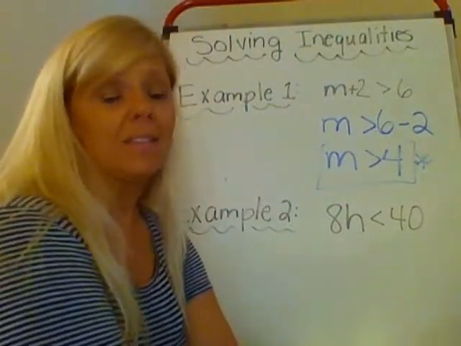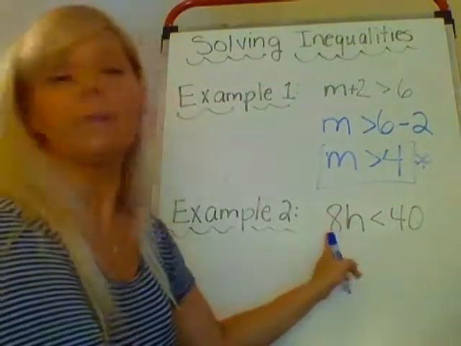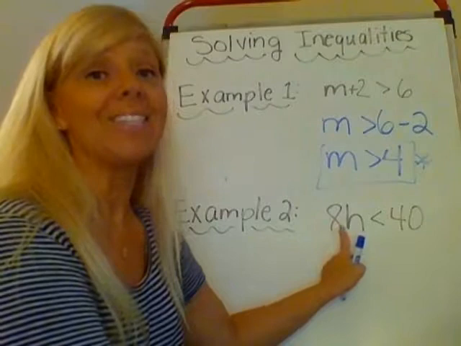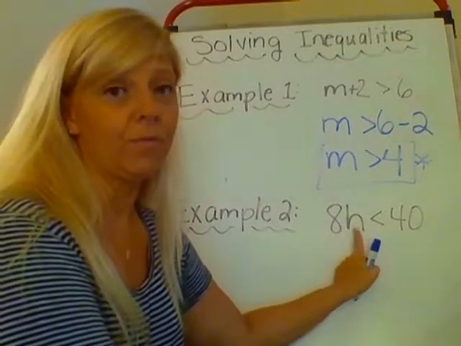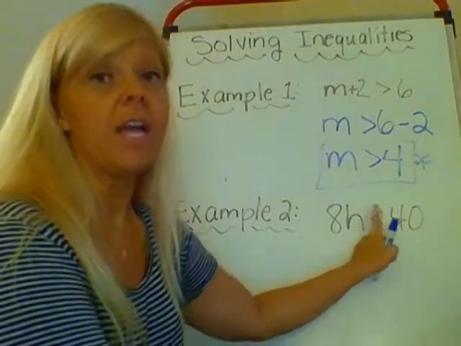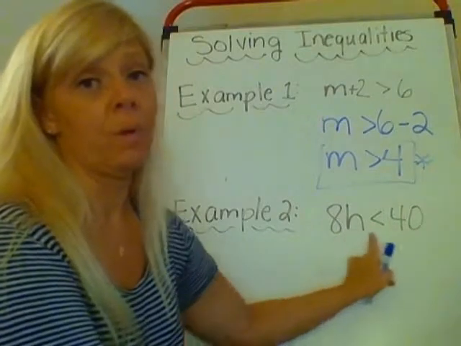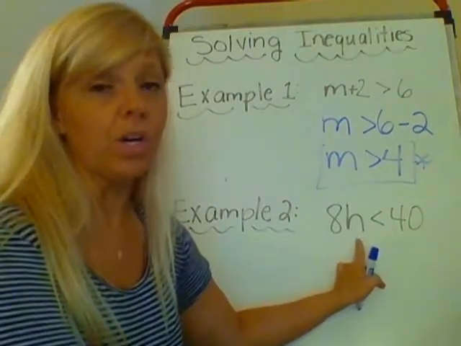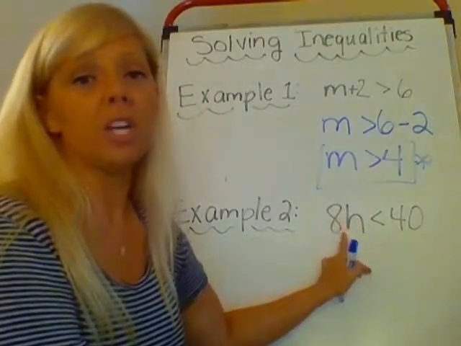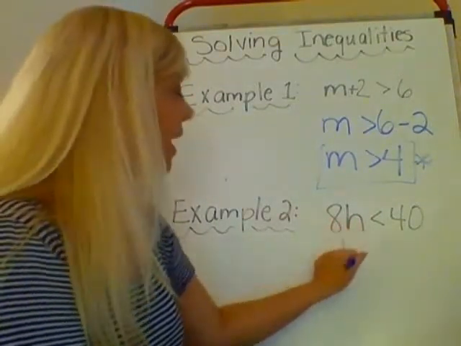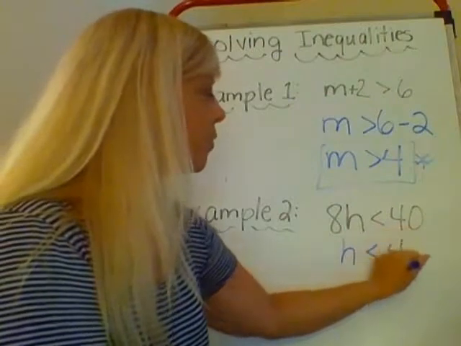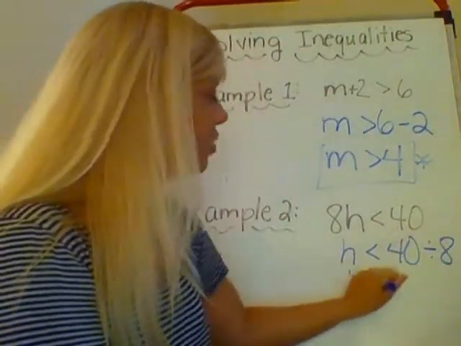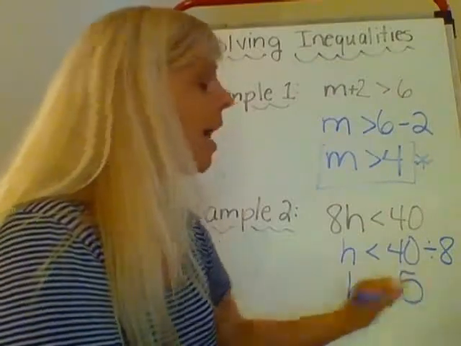8h is less than 40. So this means 8 times any number that we can replace with h must be less than 40 when we multiply those. So how do I figure out which numbers would work? Again, if this is multiplication, I need to do division. So h is less than 40 divided by 8. So h must be less than 5.